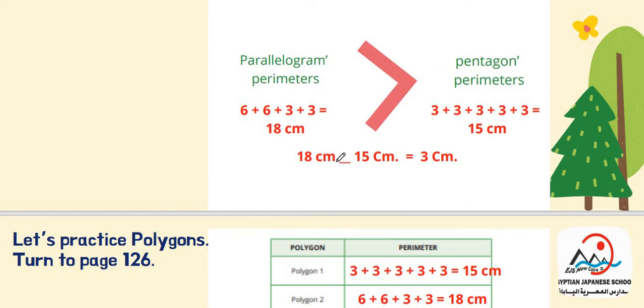To get the difference, please make a subtraction equation: the greatest number minus the smallest number. 18 minus 15 equals 3. 3 what? 3 centimeters.